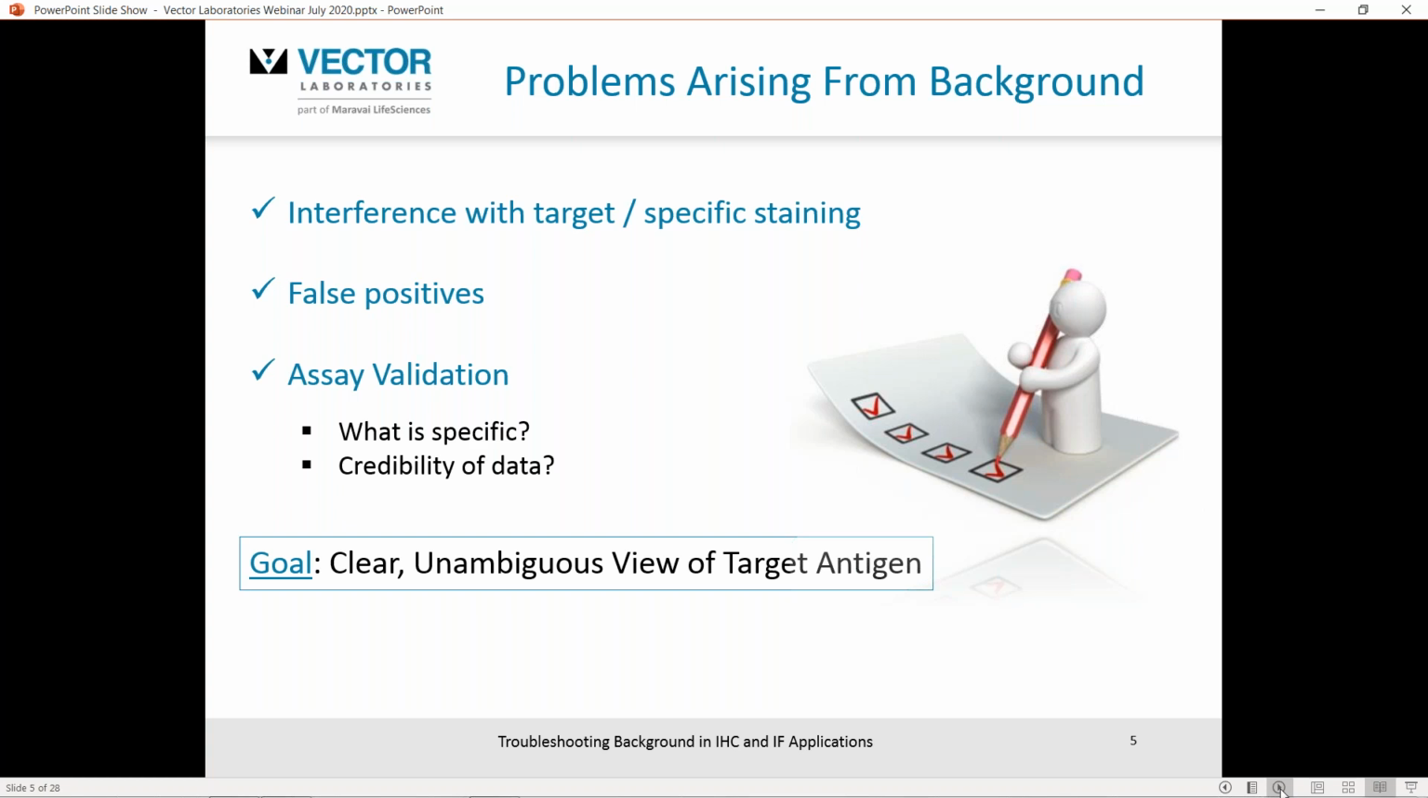Potentially if you're looking for a nuclear antigen, there may also be staining in the cytosolic area. So what this does is raise questions about your assay validation, raise questions about what is specific, and it does undermine the credibility of your data, certainly for publication purposes or anything beyond that. The goal in these applications for immunohistochemistry and immunofluorescence is a clear, unambiguous view of the target antigen you're looking for.